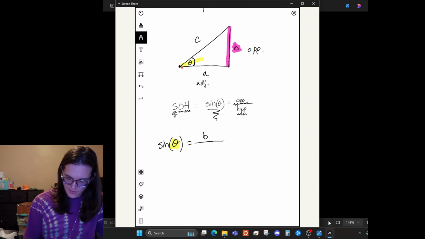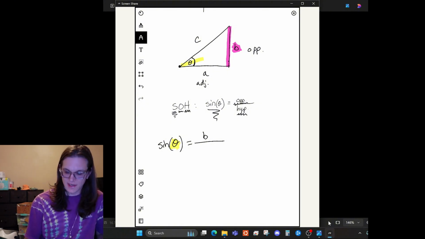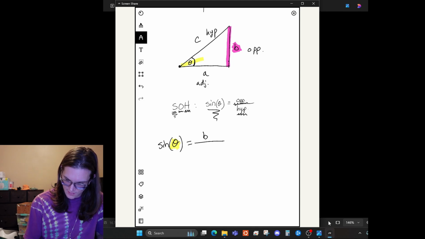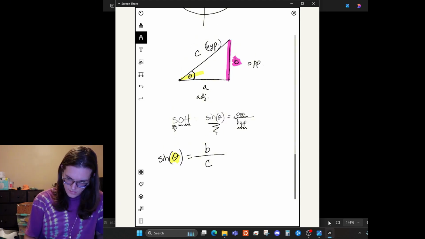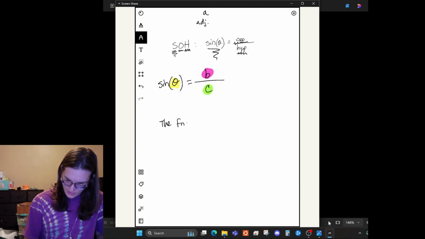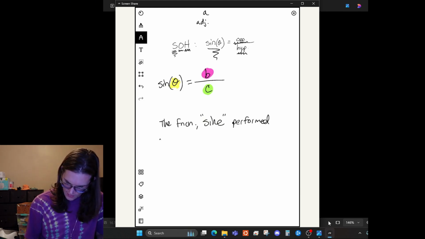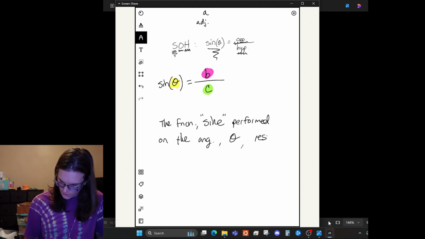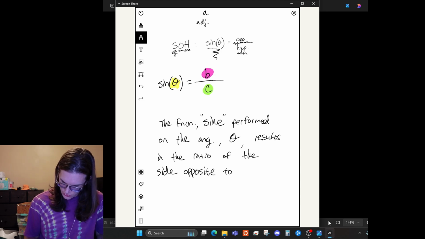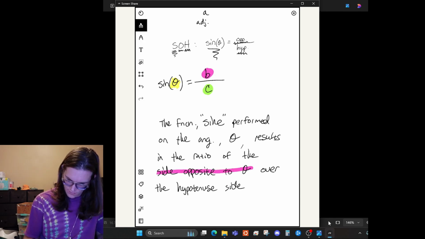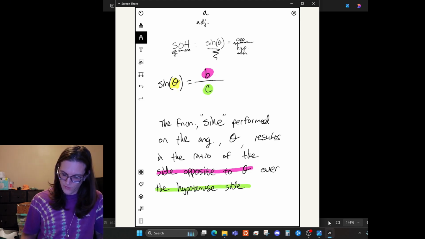And then the hypotenuse is that, again, the interesting result of the Pythagorean theorem over here that we often care about. Opposite of our hypotenuse is going to be B over C. All that this says is the function sine performed on the angle theta results in the ratio of the side opposite to theta over the hypotenuse side, which we have as green. So the function sine performed on the angle theta results in the ratio of the side opposite of theta over the hypotenuse side with respect to theta.